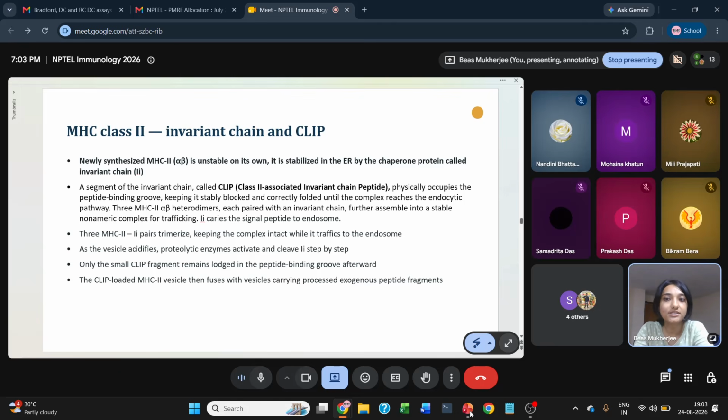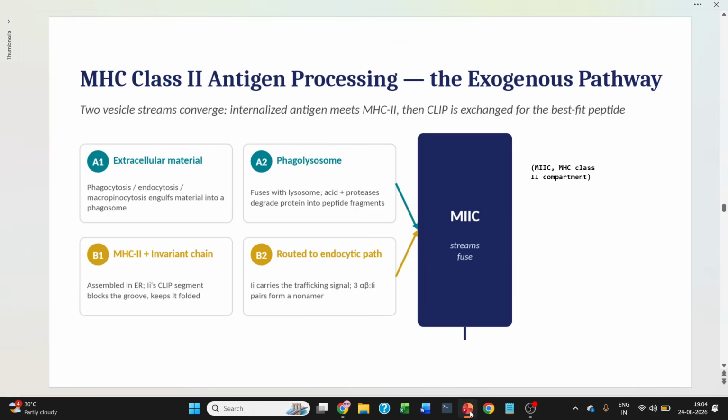Now you have these 3 MHC2 II pairs trimerize, keeping the complex intact while it traffics to the endosome. As the vesicle acidifies, proteolytic enzymes activate and cleave off the II. Only the clip is left. Only the small clip fragment remains lodged in the peptide binding groove afterward. The clip-loaded MHC2 vesicle then fuses with the vesicles carrying processed exogenous peptide fragments, and they are now going to come into contact.